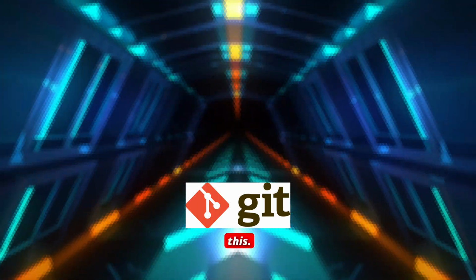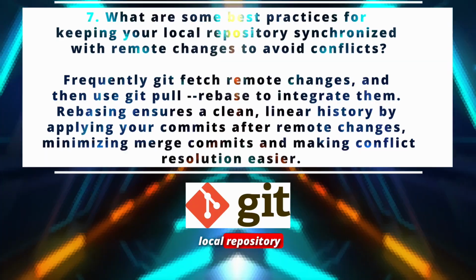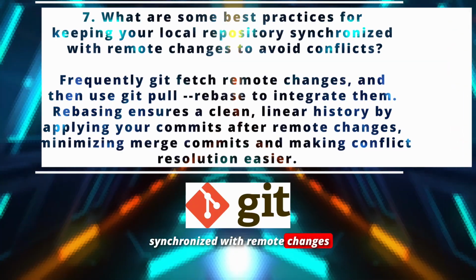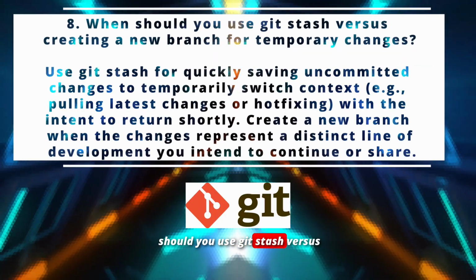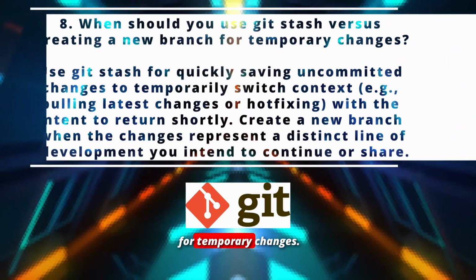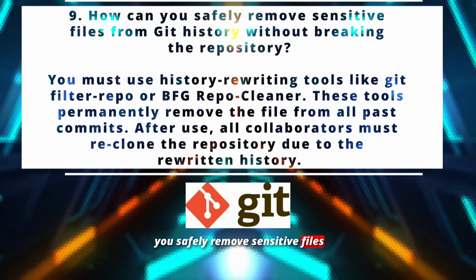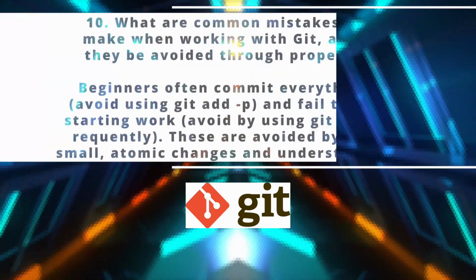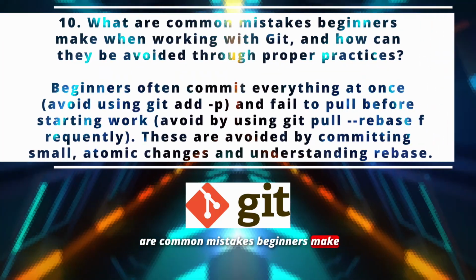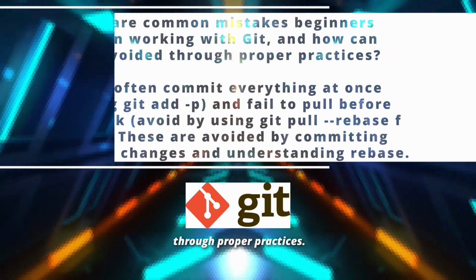to correct this? 7. What are some best practices for keeping your local repository synchronized with remote changes to avoid conflicts? 8. When should you use git stash versus creating a new branch for temporary changes? 9. How can you safely remove sensitive files from Git history without breaking the repository? 10. What are common mistakes beginners make when working with Git, and how can they be avoided through proper practices?